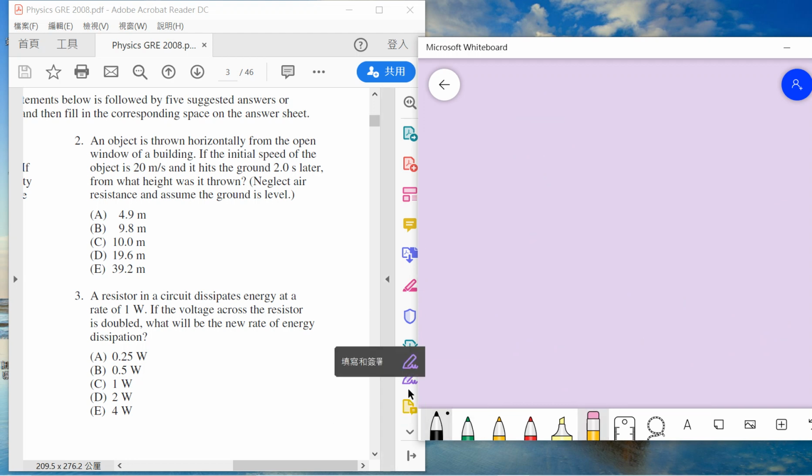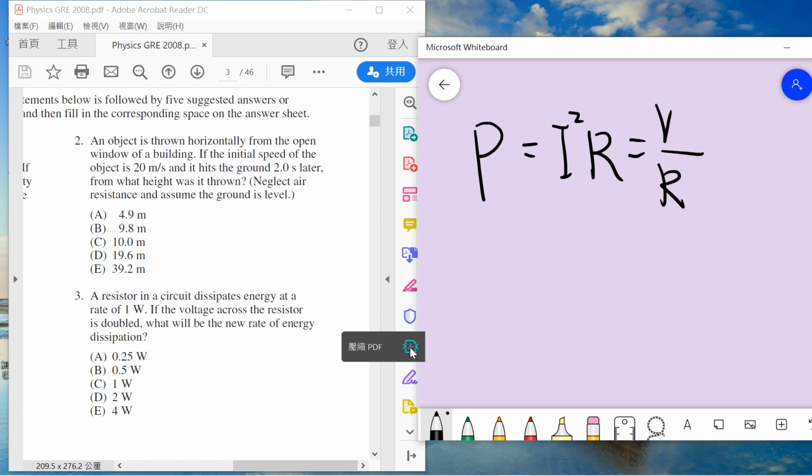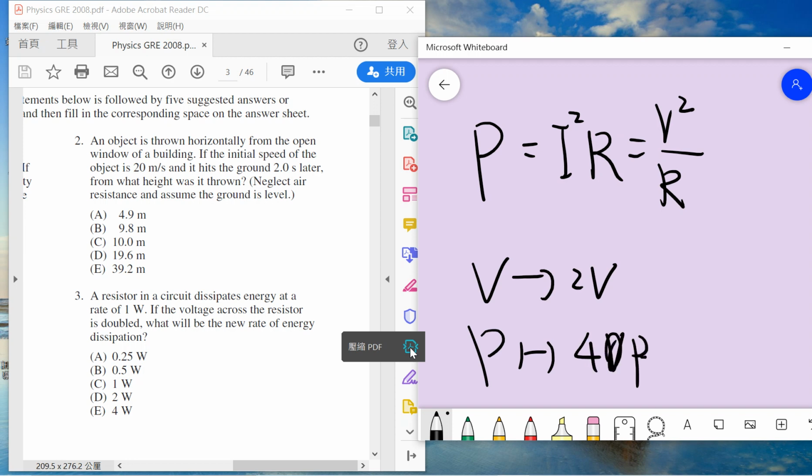Okay, number 3, this is easy. The resistor in the circuit dissipates energy. The power is just I squared R, or V squared over R. So if V is 2 times, then P should be 4 times. So the answer is E.